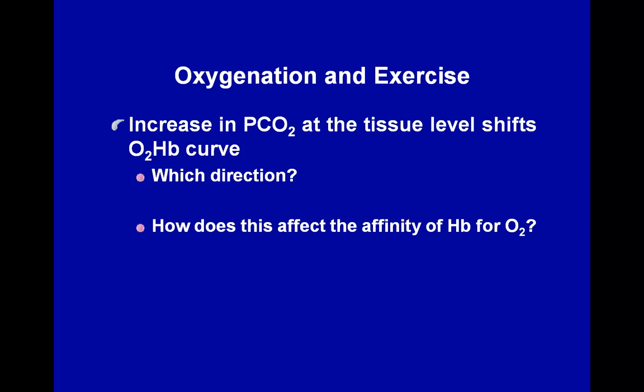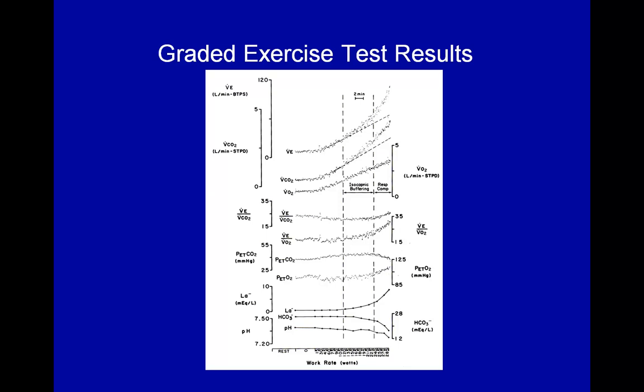If you shift the curve, we said that that's reflecting a change in affinity of hemoglobin for oxygen. And in an exercise setting, we want oxygen to be released from hemoglobin and go to the tissues. That also is connected to which direction our oxyhemoglobin curve shifts.